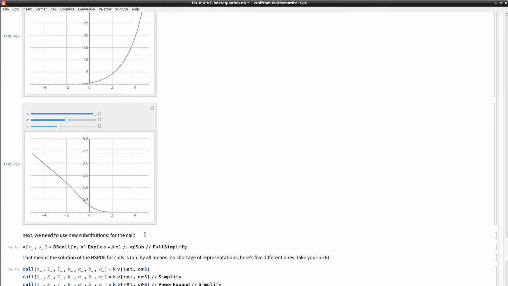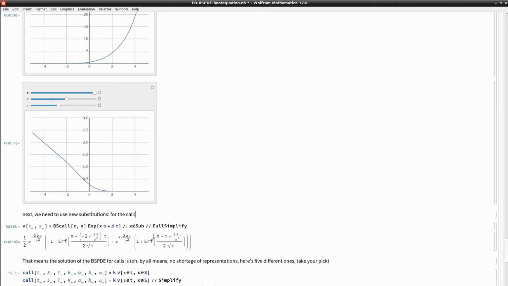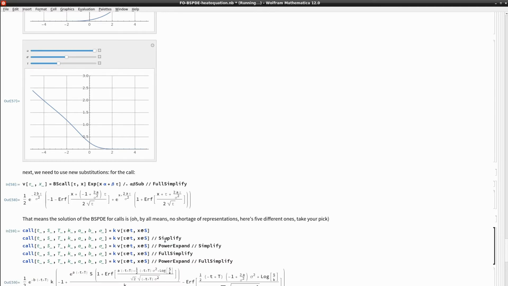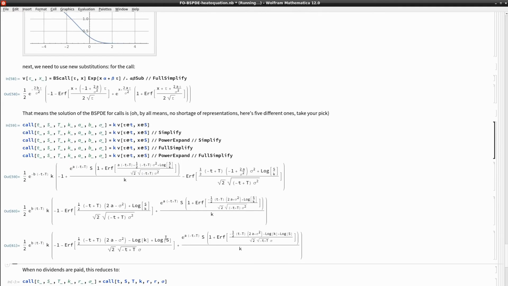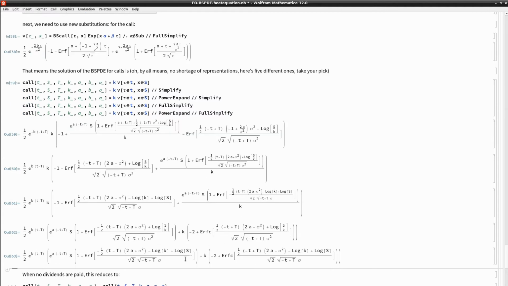For the next steps, we need some more substitutions or back substitutions. We define this substitution, calling it V for the call, and with this we can now compute our call price formulas. There are several ways to write them. They're all equivalent. I show you 5 ways to write them based on how we simplify. You see that in these 5 versions, the only difference is how we simplify afterward.